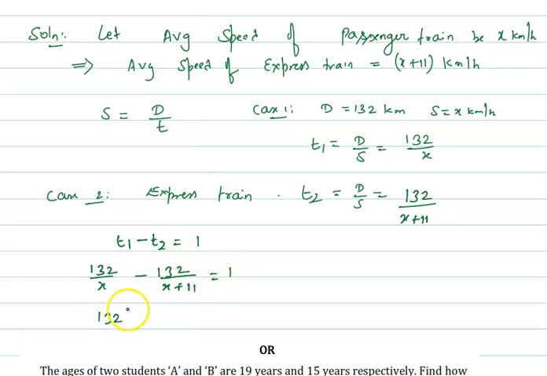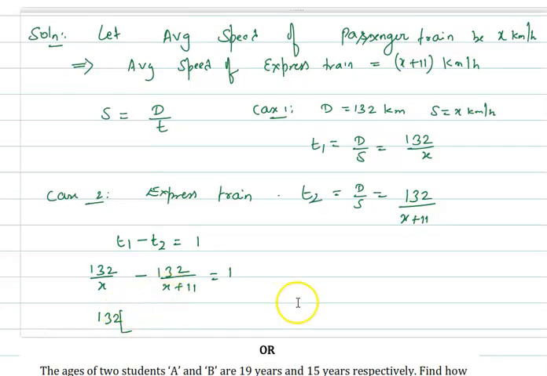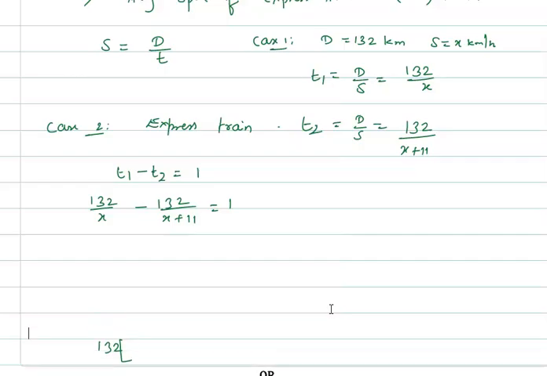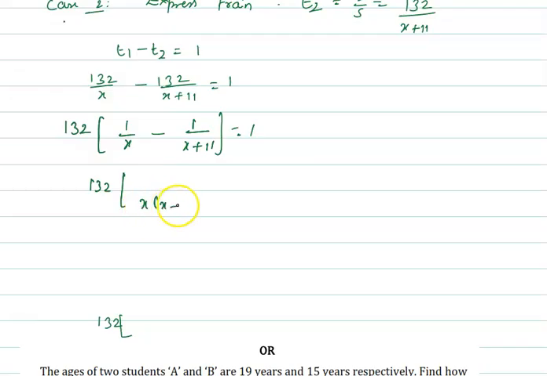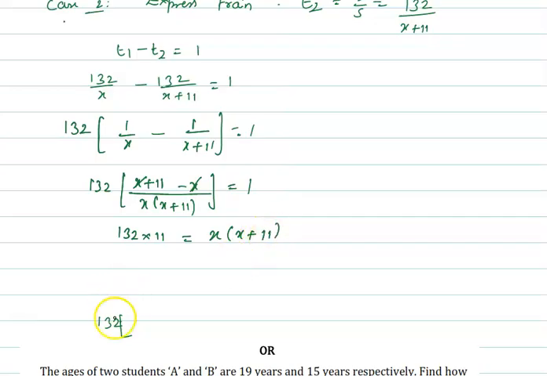So by taking 132 as a common factor, we get 1 over x minus 1 over x plus 11 is equal to 1. On cross multiplication, x into x plus 11 is the LCM. We get x plus 11 minus x is equal to 1. These two get cancelled. 132 into 11 is equal to x into x plus 11. This is the quadratic equation.